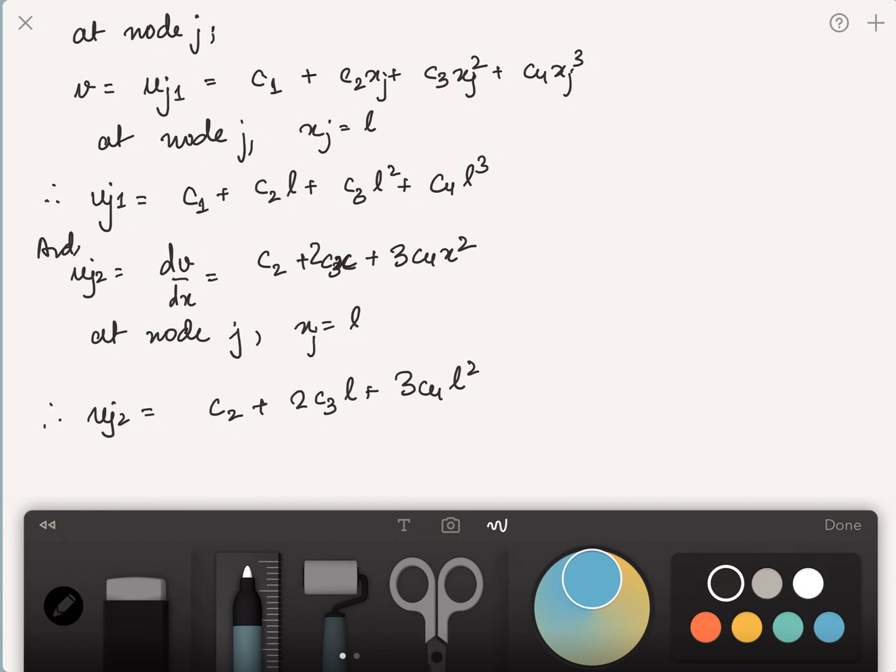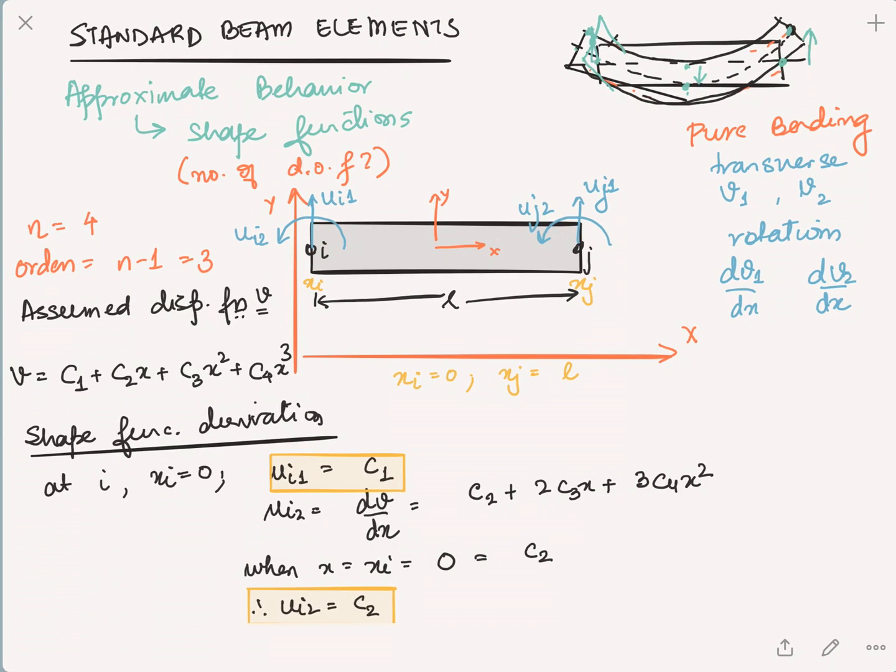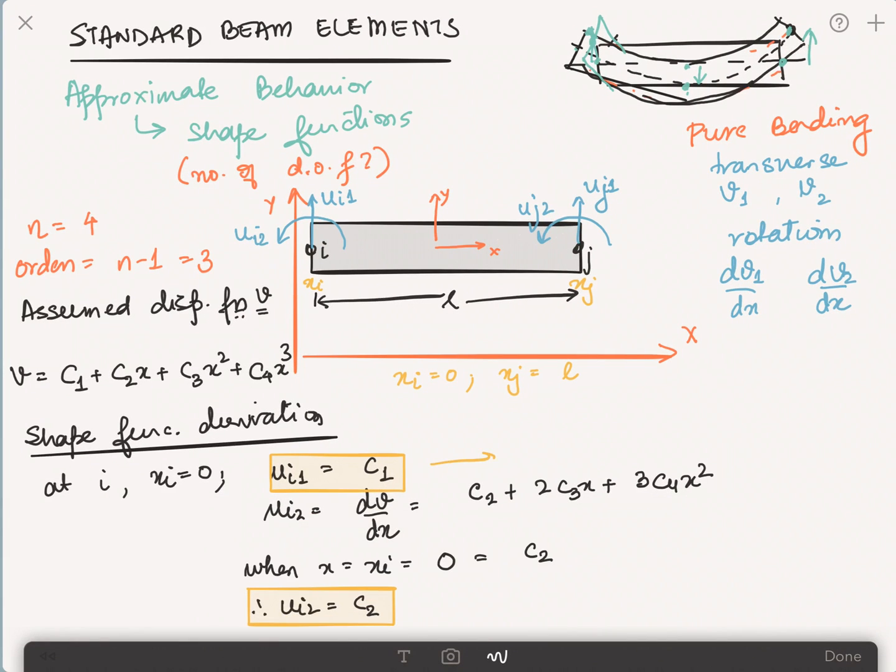So I have 4 equations now, and I have 4 unknowns. So if I solve the 4 equations simultaneously, then I will be able to find the unknowns C1, C2, C3, C4 in terms of nodal displacements. So I'm going to number the equations. This was equation 3, this was equation 4, and on the previous page we had equation 1 and equation 2.